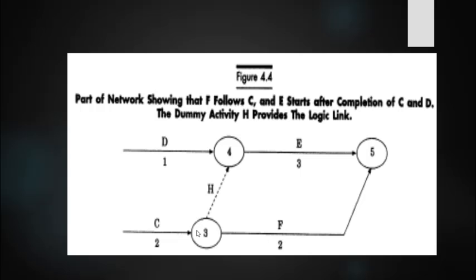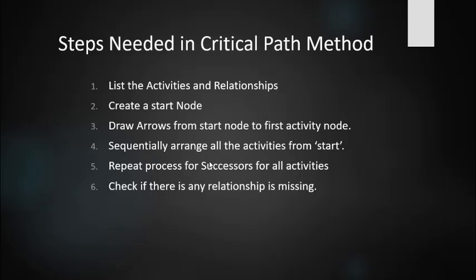And in between the activities, if there is a relationship, we have to give a dotted arrow mark with a description, which is called a dummy activity. So these are the three main elements in the CPM network: activity, event and dummy activity. So this is about the elements in critical path method network analysis. In the next class we will discuss the steps needed in the critical path method.